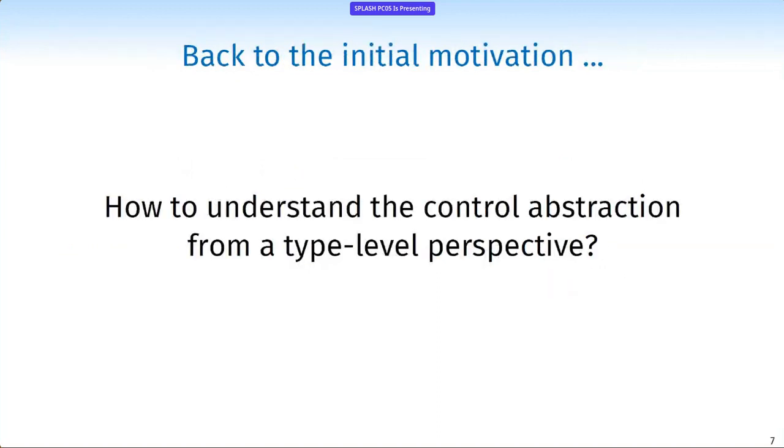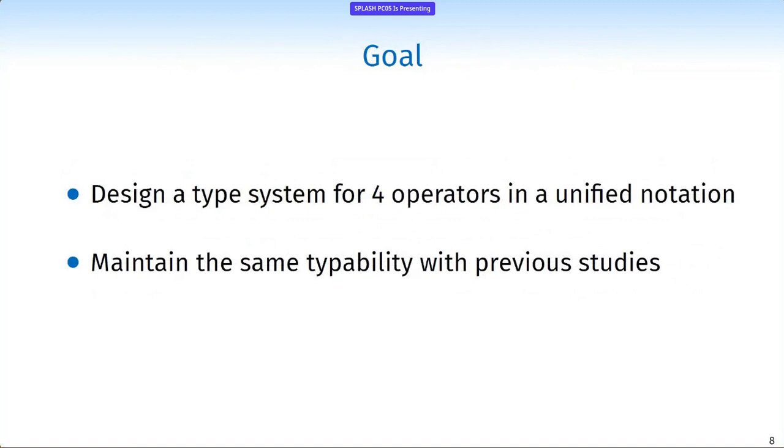Going back to the initial motivation, I wanted to compare the different kinds of control abstraction at the type level. It was clear that we needed a unified notation to understand these four operators in one type system. So that is our main goal, to design a type system for the four operators in a unified notation. And also we wanted to ensure that the type system maintains the same typability as previous studies.